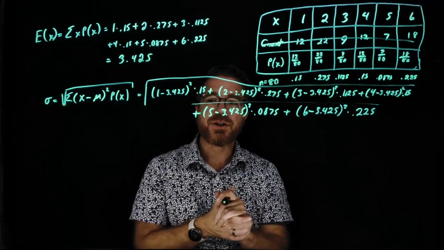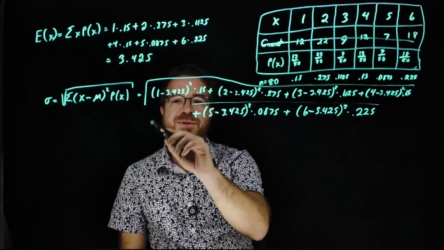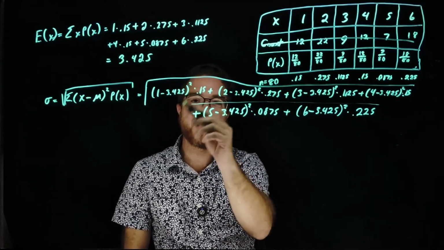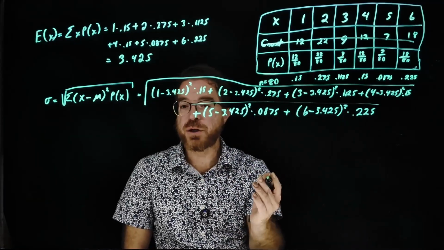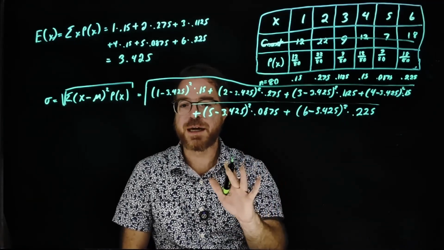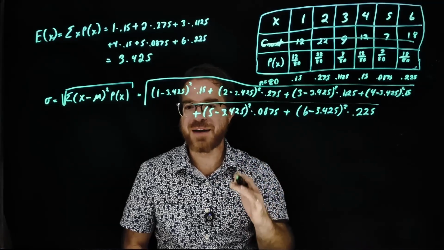So generally what students are going to do is figure out what each of these values are, 1 minus 3.425 squared, and then maybe multiply it by 0.125 and write it down. And we could do it that way. I'm just going to do it all in one step. So again, I'll be right back when I have the answer.